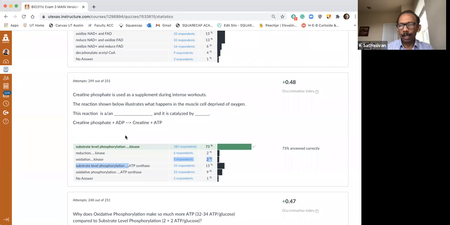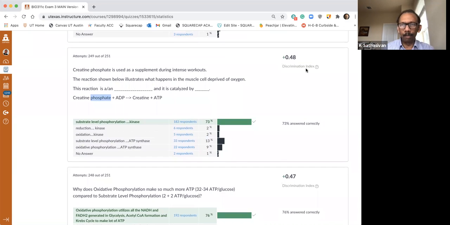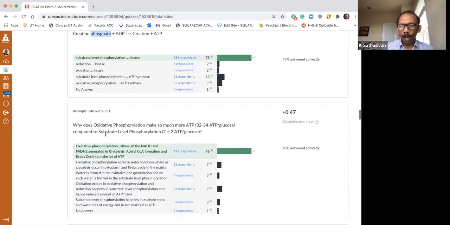It's a kinase. Creatine phosphate kinase, or CPK, is the enzyme that would take the phosphate from creatine phosphate and give it to ADP to make ATP. This is like a quick burst of ATP synthesis. When you're doing a workout and you're running out of oxygen, this mechanism helps you make ATP for a short while. Good discrimination index.